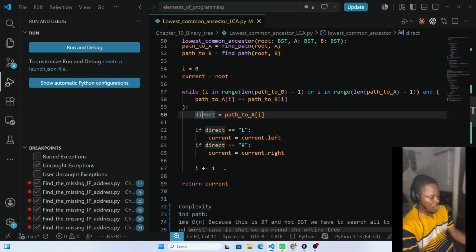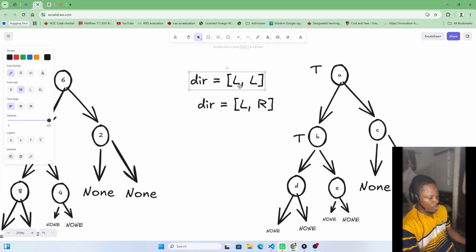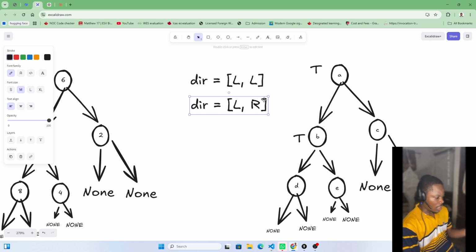So basically, what we are doing is we come here, we have the direction. We say while i is not greater than the length of this guy and not greater than the length of this guy. These are the three conditions we need to be met. So if the first two are there, and then the third one is that the two of them are also equal, then we should go to the left. So we go to the left, which is B.